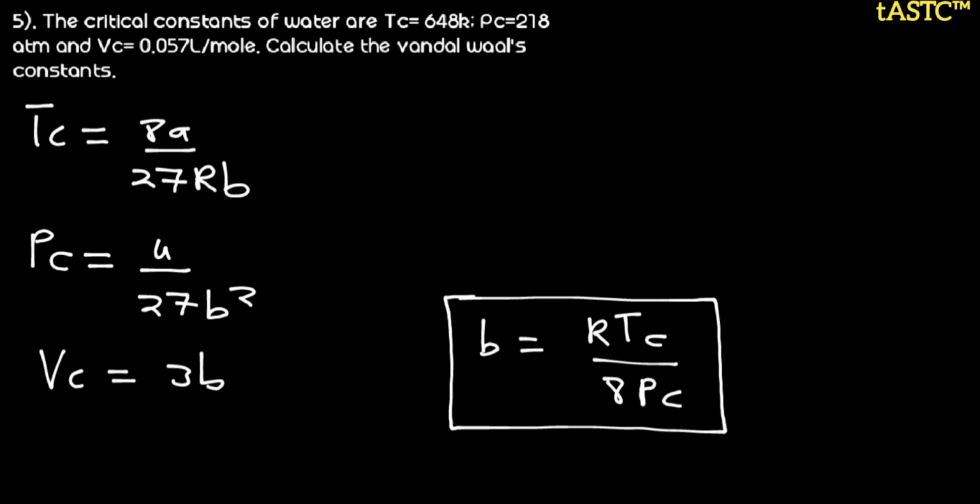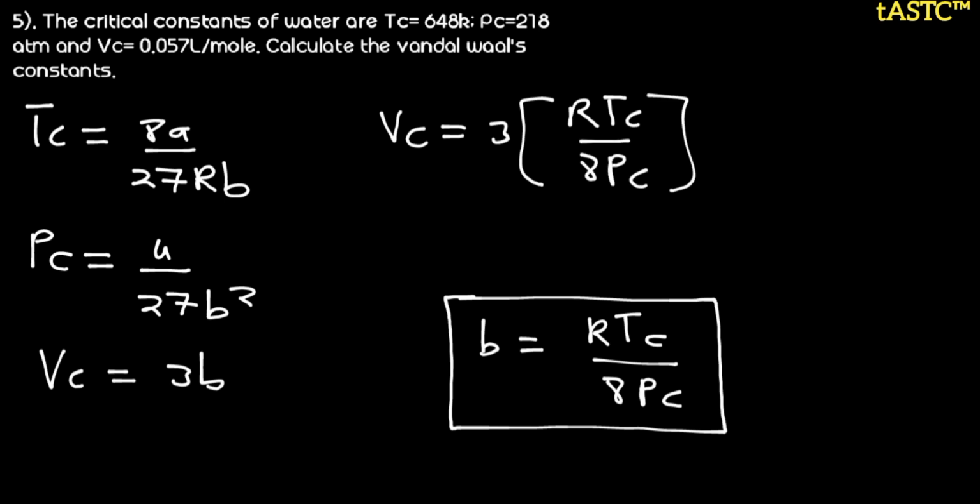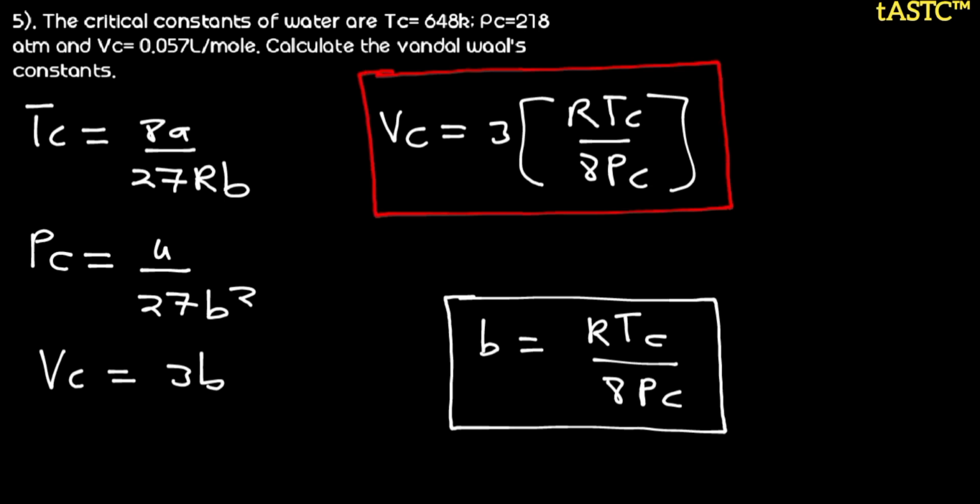Now, what is going to be the last step? We need to take this b and plug it in this last equation for Vc. So Vc is going to be equal to 3 multiplied by RTc divided by 8Pc. So we know henceforth that this is actually a new form of Vc. Vc could be expressed in terms of Tc as well as Pc. Now these guys could also be expressed in terms of the other ones. It depends on which one you would actually need to make the subject of the formula.